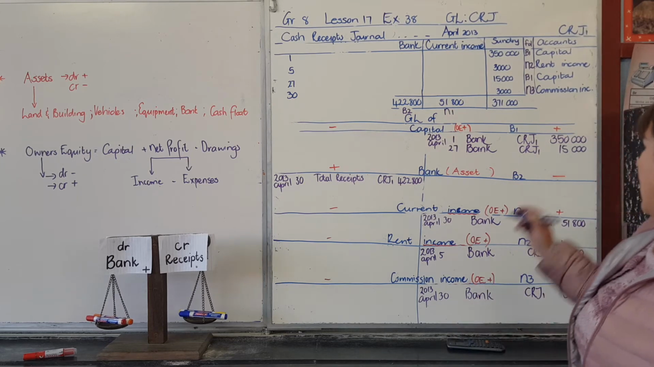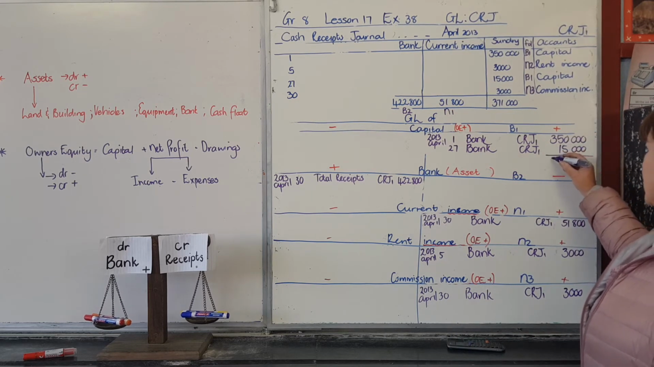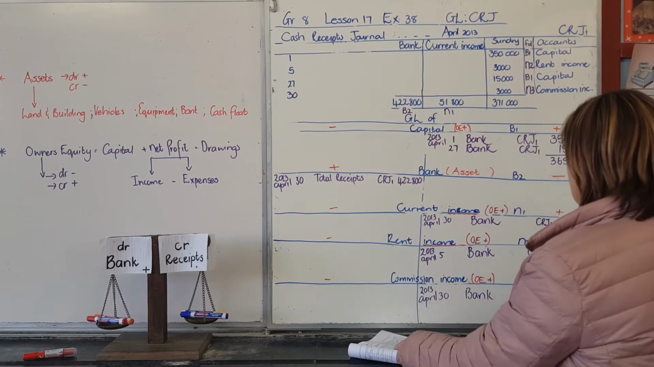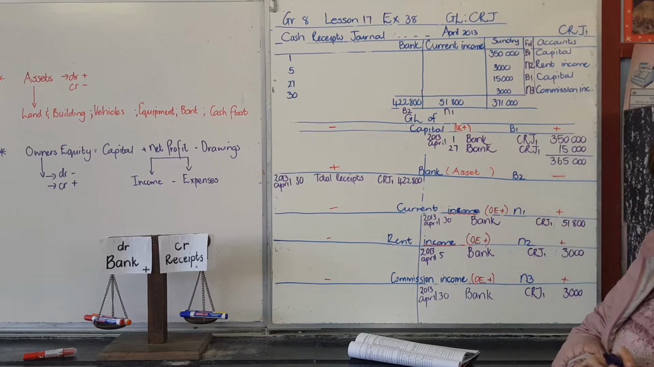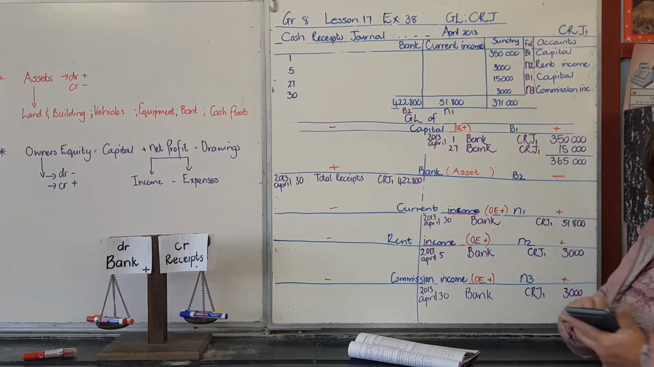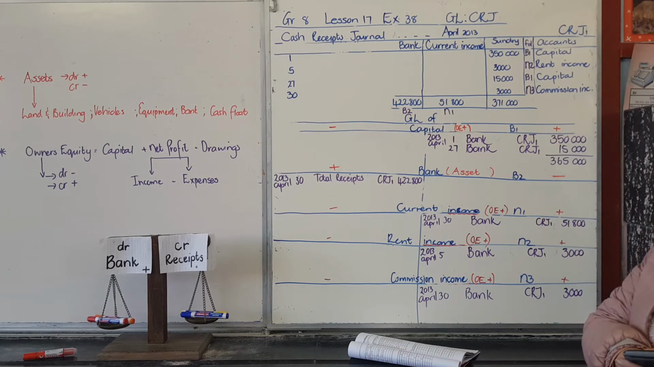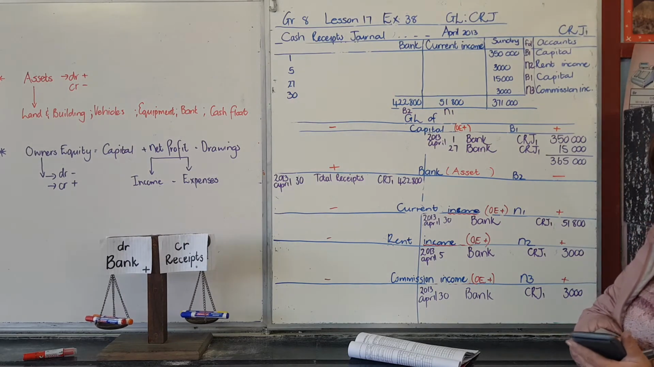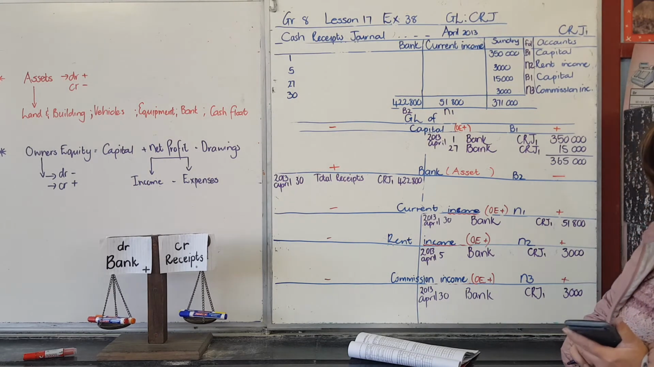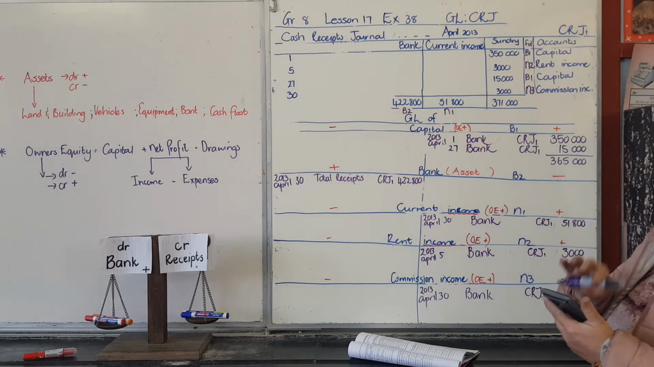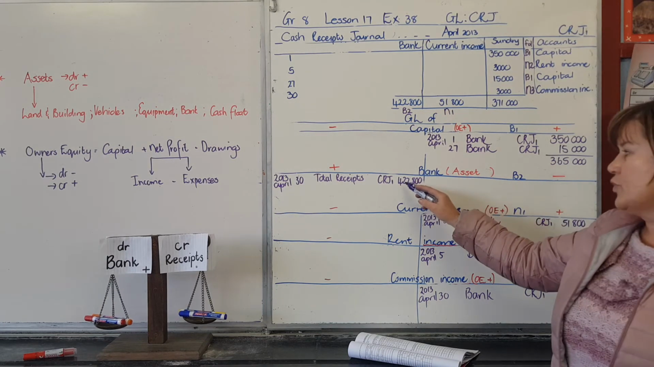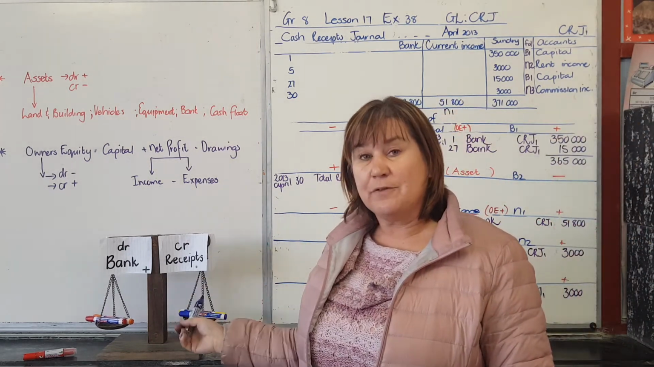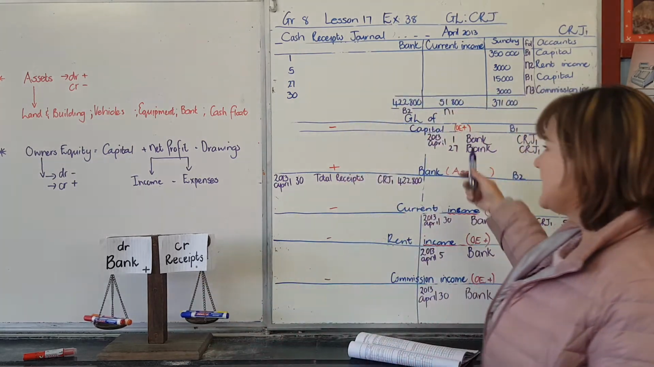Now, boys and girls, when you add all your credits together, so if you take your calculator and you add the 365,000, the 51,800, the 3,000, and the 3,000. Okay, if you add that together, then you get an amount of 422,800 Rand. Can you see for each debit you had a different credit because you had different receipts?